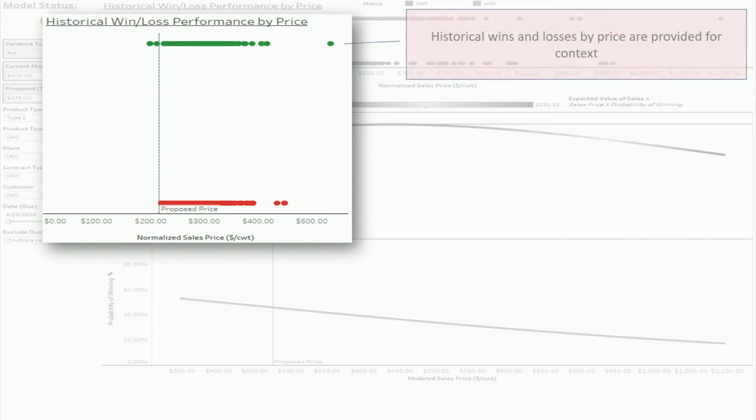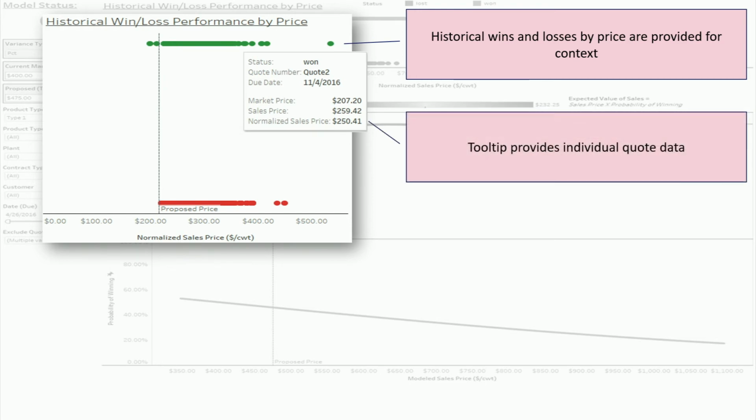What they see at the top is the historical data. It shows the wins and losses based on all the parameters they've set, all the quotes that meet those criteria. These are all the quotes in the past that fall into that particular category, that particular market. The wins are at the top, the losses are at the bottom, and you've got your price along the horizontal axis there. There's a tooltip that gives them a little bit of information about each of those quotes. If they see an outlier and they want to investigate it further, each quote has an identifier. They can go look it up in our quoting system if they want to know a little bit more about it. But the key component here is why that chart or that plot is in the format that it's in.